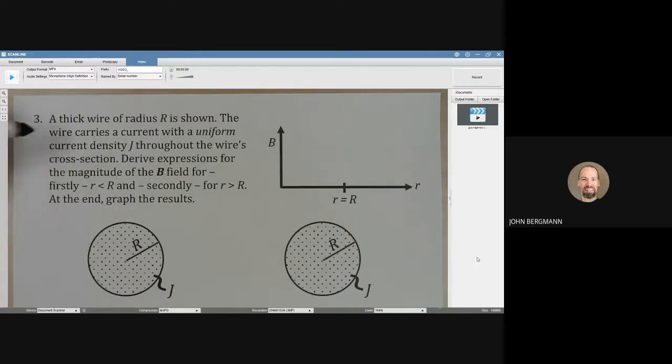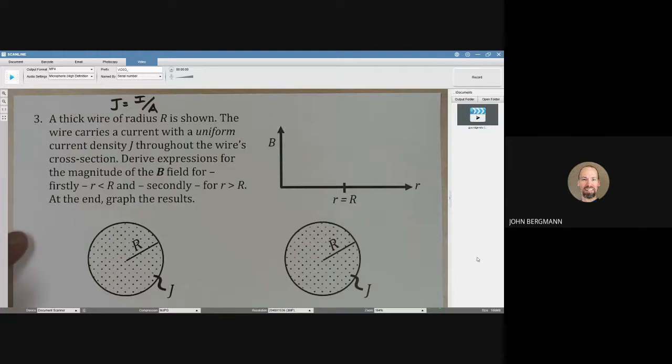Let's review current density here briefly. Current density, you recall, is the current per area. And when it says that J is constant here, that means that every little tiny bit of this cross-section carries the same amount of current as every other bit. There isn't a greater concentration of the current, say, at the center compared to the outside.